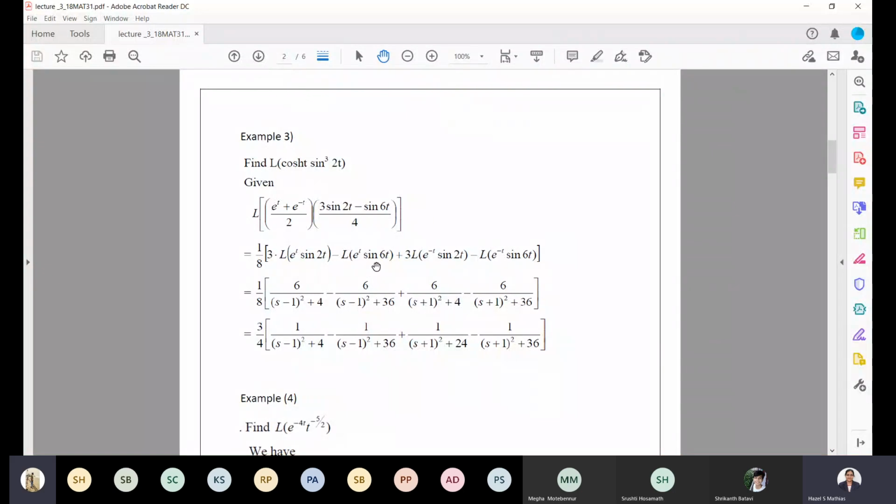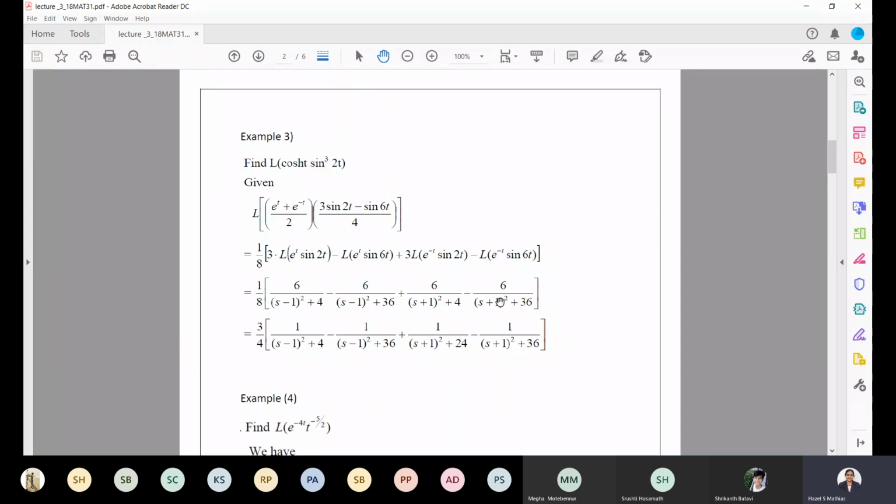Then, please mute yourself, students. Find the Laplace transform of sine 6t. Sine 6t will be 6 divided by s square plus 36. That s has to be replaced by s minus 1. Plus the Laplace transform of sine 2t, it is 2 divided by s square plus 2 square, that is 4. S has to be replaced by s plus 1 because here a is minus 1. So s minus of minus 1 will become s plus 1. Minus 6 divided by s square plus 36. S has to be replaced by s plus 1.